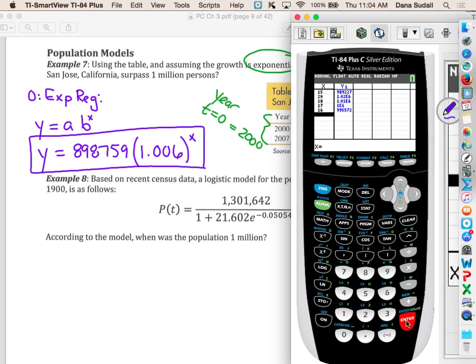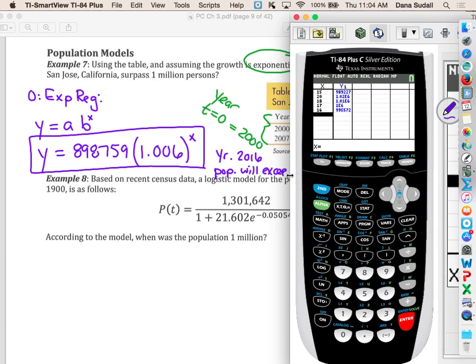So for this one, in the year 2016, their population will exceed 1 million. And that's what you can do for something like that, given a couple of data points there.